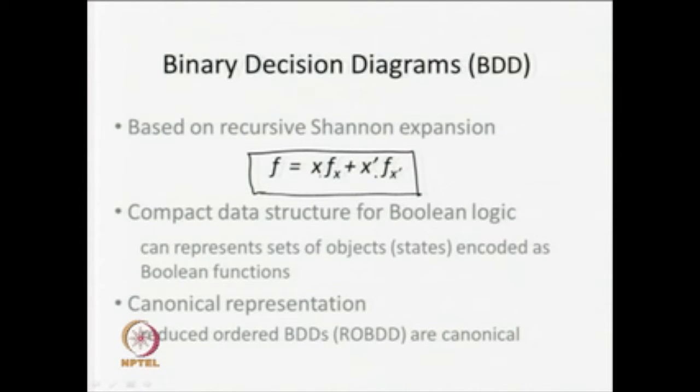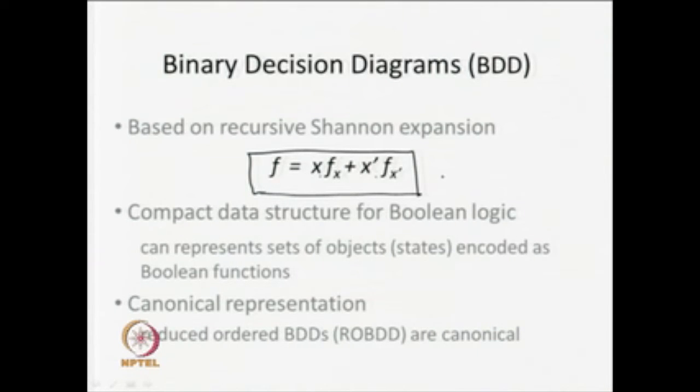So, what does it mean? x is a variable. We are expanding this particular function on x, and we have the evaluation of the function when we treat x equal to 1, plus the evaluation when we treat the variable as x bar, that is, x equal to 0. So, with the help of this Shannon expansion, we can represent any Boolean function, and the BDD is based on this Shannon expansion.